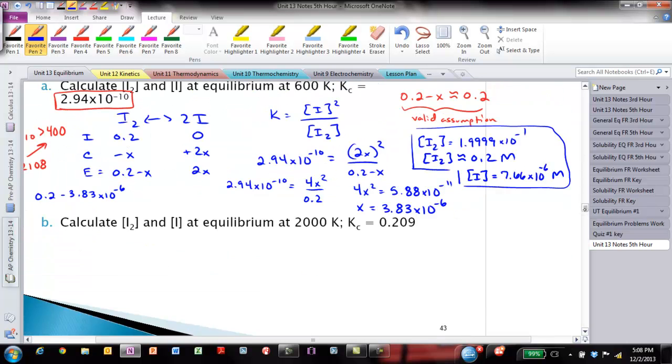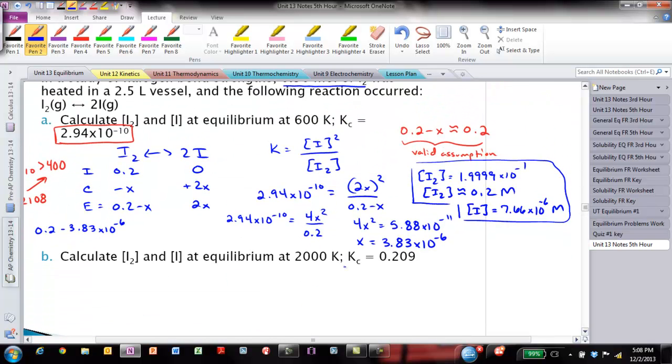On the other hand, if you look at the same question and we raise the temperature, our K is significantly larger than it was before. So if you were given that same 0.2 molar to start with, if you check the assumption, do 0.2 divided by 0.209, this is clearly going to be less than 400. This comes out as 0.957. This is not a valid assumption. So on this question, you would end up having to do the quadratic formula. You would not be allowed to just simply say 0.2 minus x is approximately equal to 0.2.